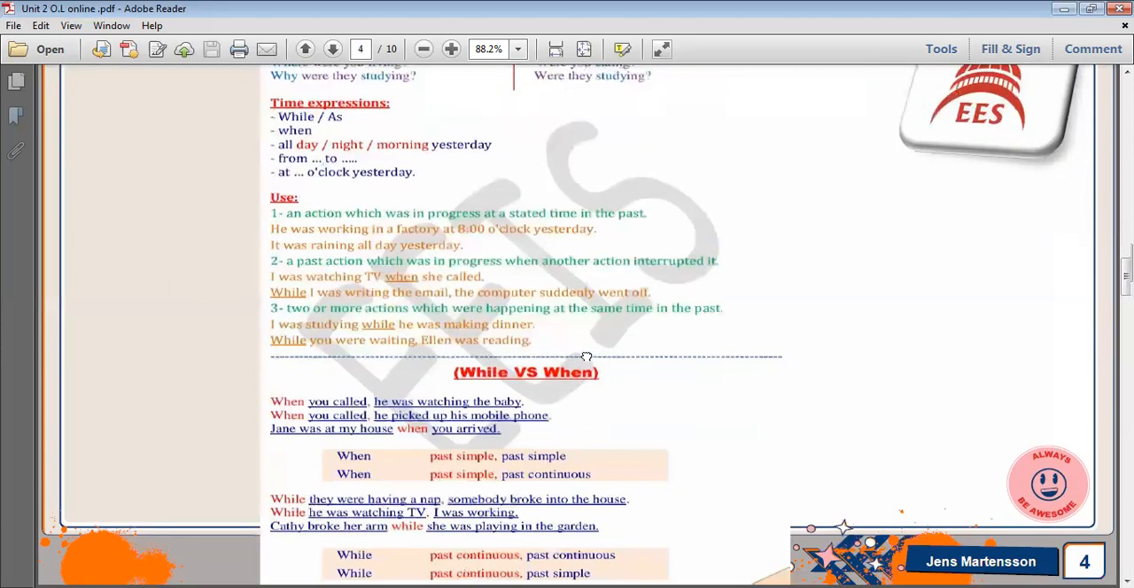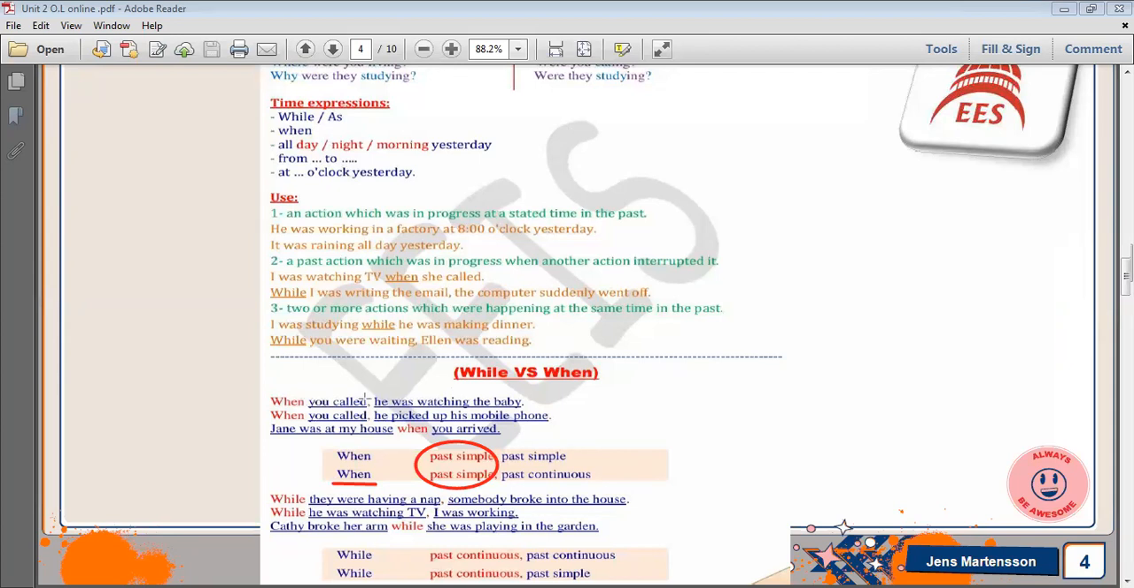Now let's take a look at while and when. You have to focus on both words because maybe they can be confusing sometimes. Okay. Here, look, when you called, I think you know the tense now, after when you called, this is past simple. So we use past simple, as you can see, after when.